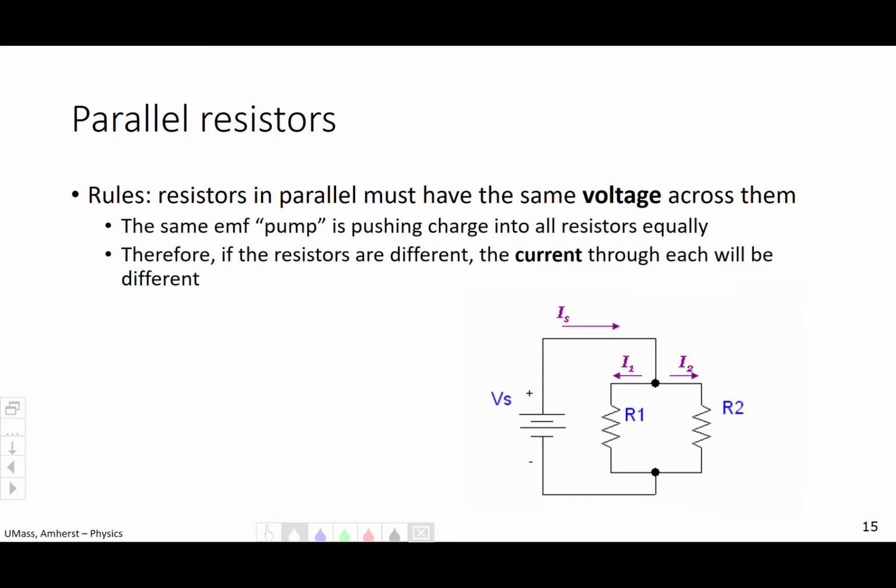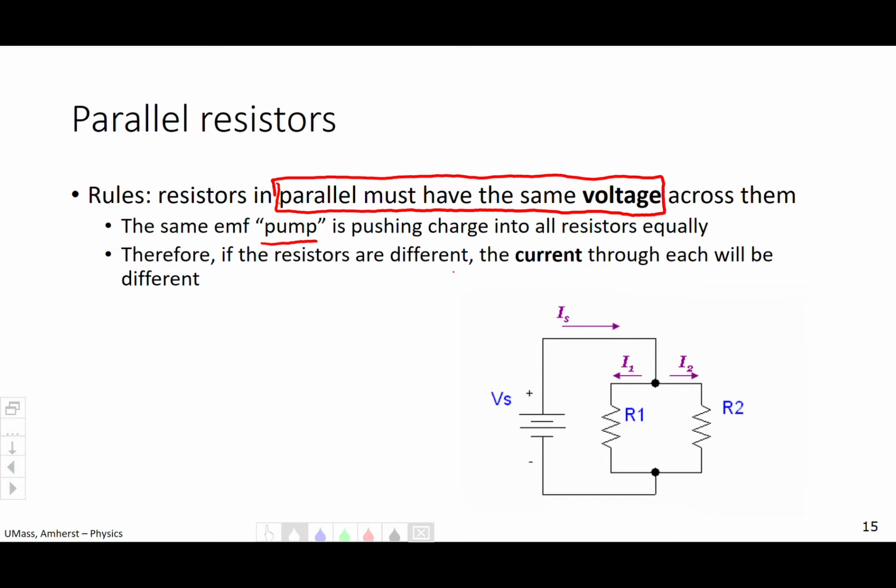Parallel resistors are different. Okay, this is the other super duper important thing that you must remember. Resistors in parallel must have the same voltage. So resistors in parallel have the same voltage. They have the same voltage drop across each of them, the same potential difference. Okay, so the same EMF, say that's like the water pump, the same source of EMF is pushing charge into all resistors equally. So you're not pushing more or less charge, right? We're pushing with the same rate.